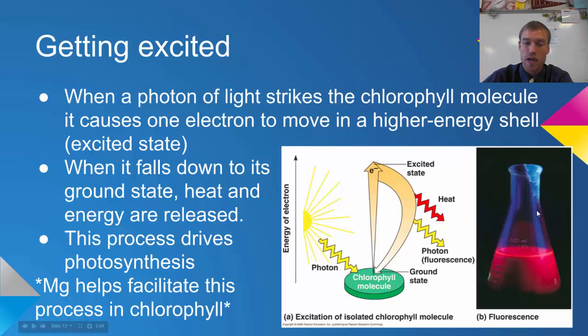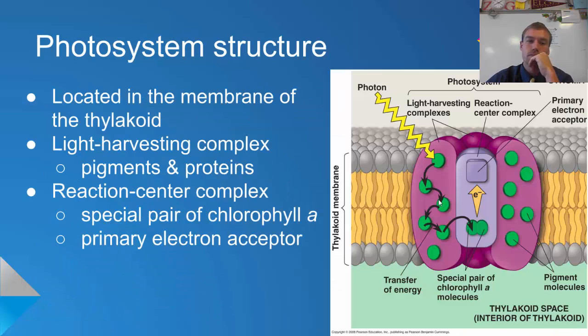What this means is that if we were to isolate chlorophyll and just have it by itself, we could shine light on it and it would fluoresce. And this is the color that it would be. It's kind of this weird orangey red color.